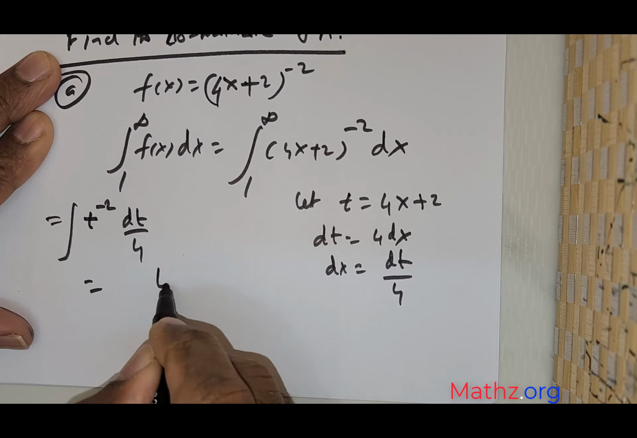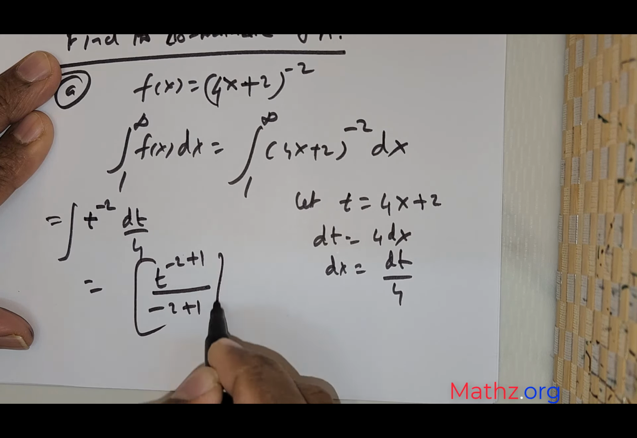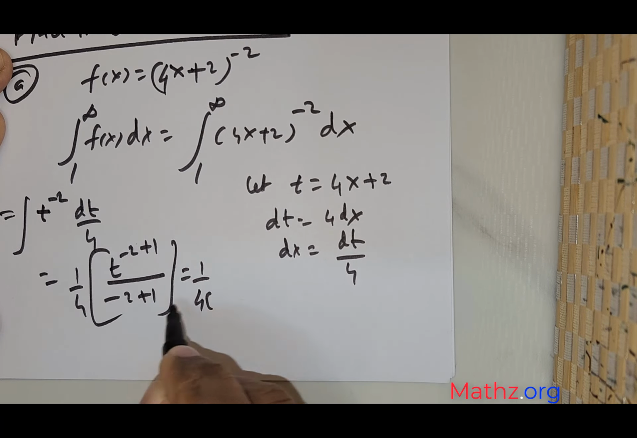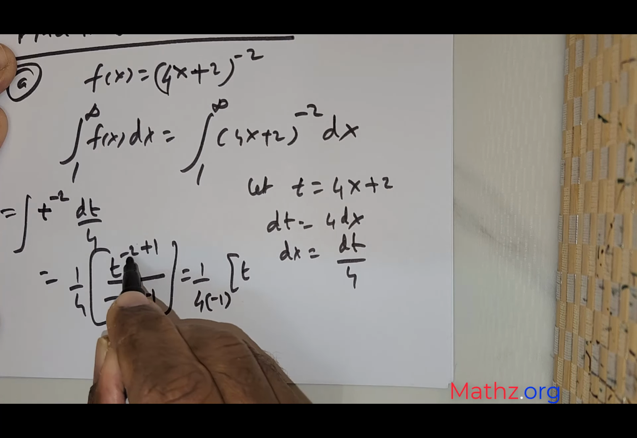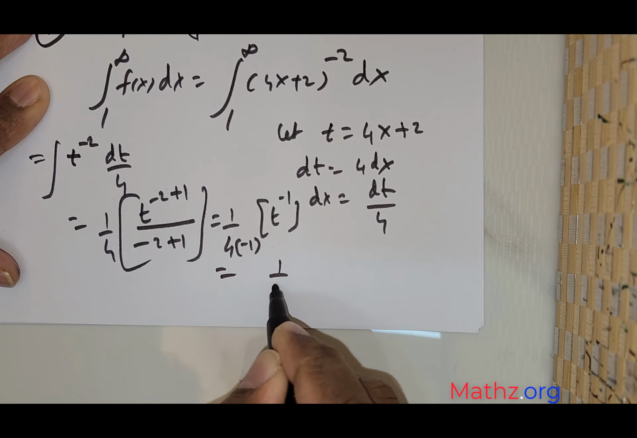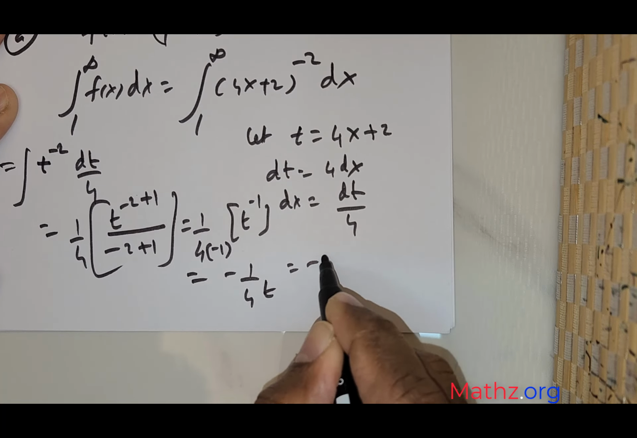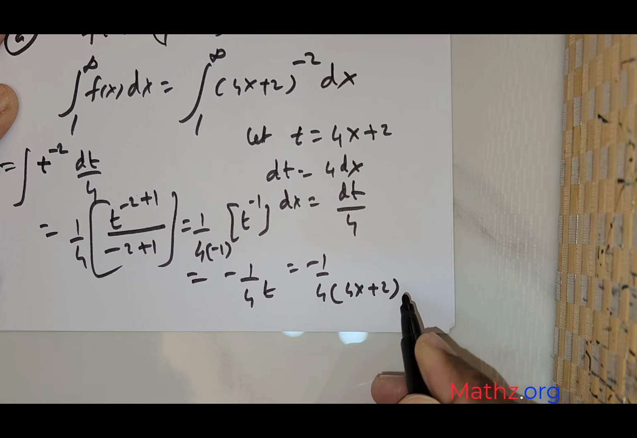If you were to integrate this, t raised to the power of negative 2 plus 1, divided by negative 2 plus 1. You have a 4 there. You simplify this, negative 2 plus 1 will give you negative 1, so you get 1 over 4 with a negative sign times 1 over t. But what is t? My t is 4x + 2.